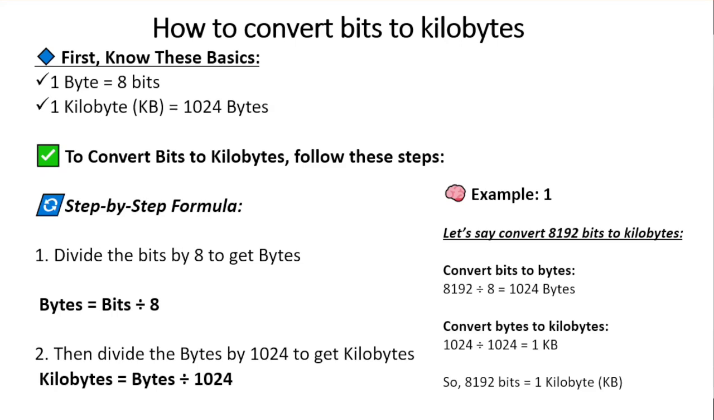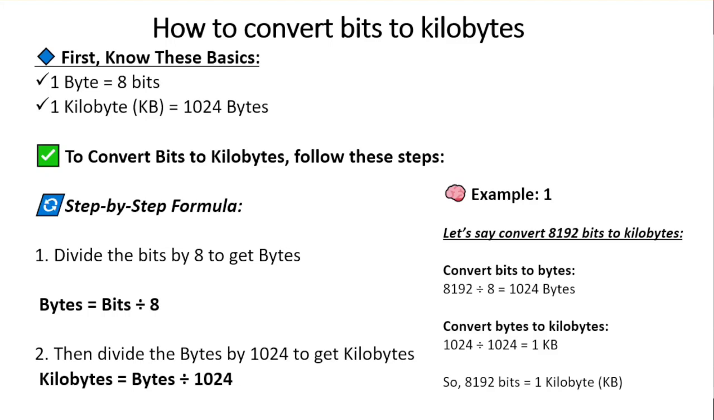Now here is a simple example. They say convert 8192 bits to kilobyte. Now in order for us to convert this, we need to convert this 8192 bits to bytes first. In order for us to do that, we have to divide it by 8.